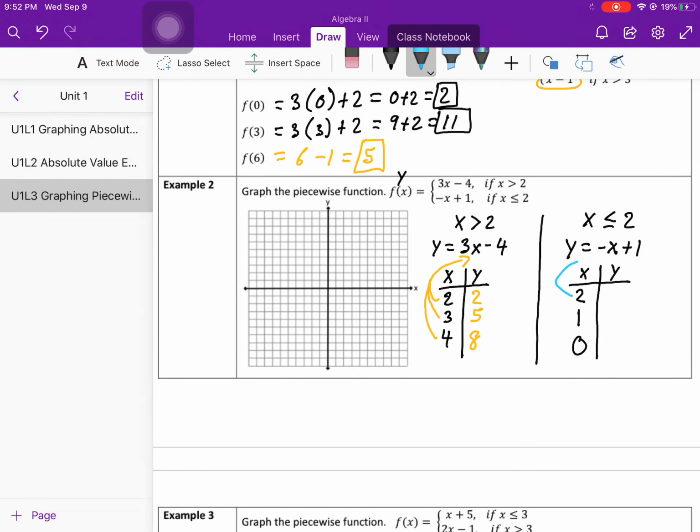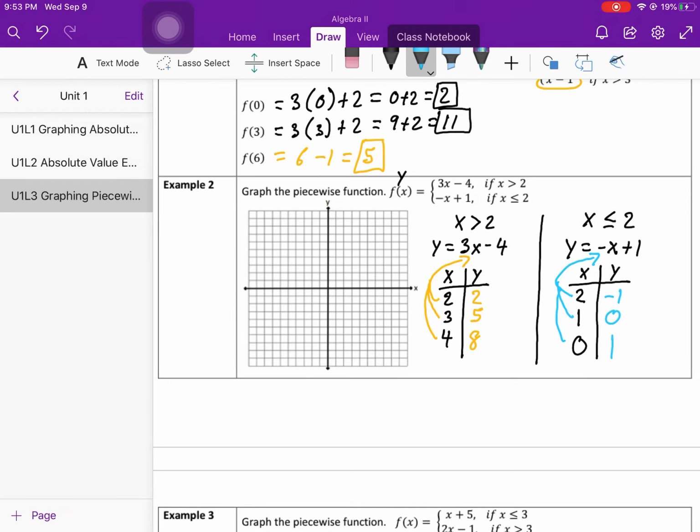Okay, so this side's a little bit easier. I'm just plugging in this in place of my x. So negative 2 plus 1 gives me negative 1. Do the same thing with the other numbers. Negative 1 plus 1 is 0. And then negative 0 is just 0. So 0 plus 1 is 1.